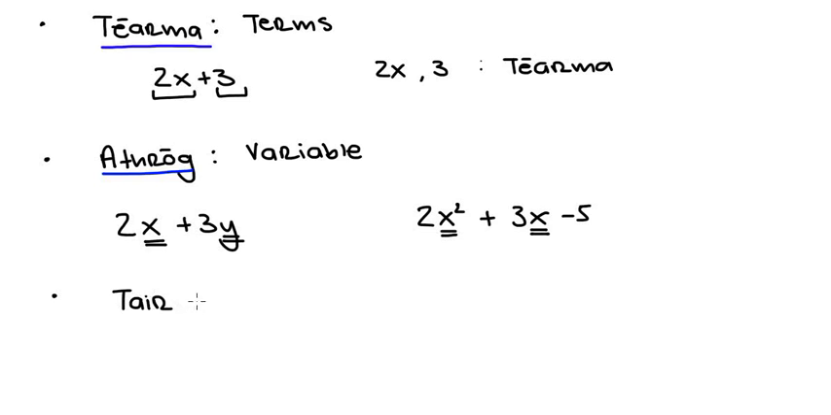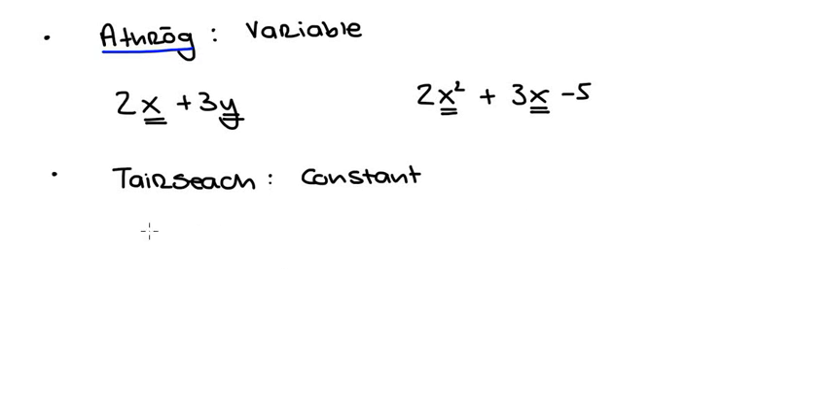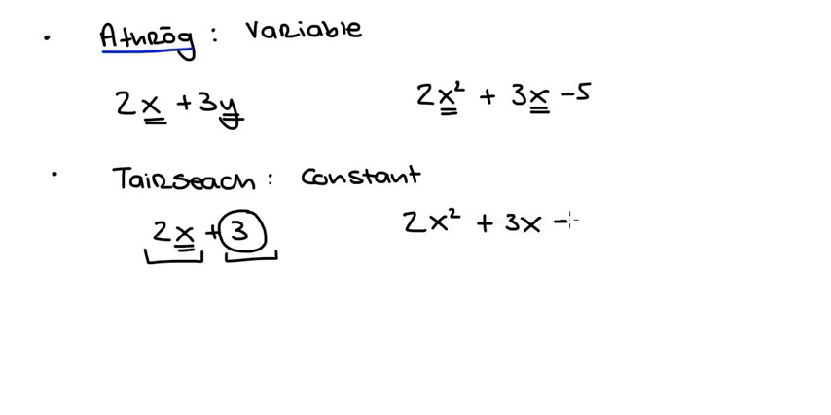The next keyword, tairiseach. This is our constant. Again, we'll take an example to help us to understand what it is. So if we take our 2x plus 3 again, x is our variable, 3 is our constant. So 3 is constant because if we take the term 2x, that will change depending on what x is. But 3 will always remain constant. It's not affected by the variable. And then in our next example, minus 5 is our constant. So x squared and 3x will change depending on what x is, but minus 5 will always stay the same. So it's the constant.